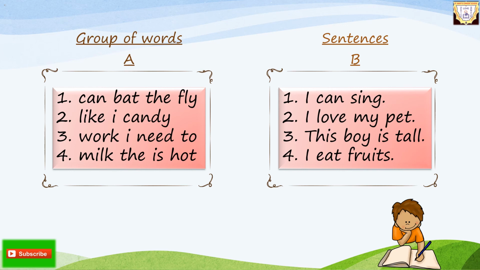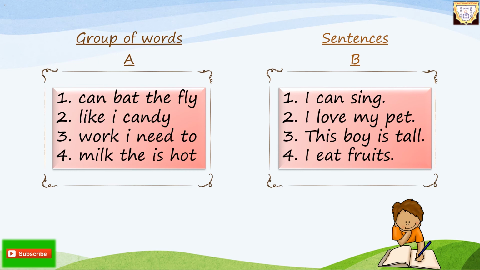Now let's see box B. Number 3. This boy is tall. Is this a sentence? Yes, this is a sentence. Why? Because it starts with a capital letter and ends with a full stop and it makes a complete sense. So, it is a sentence.